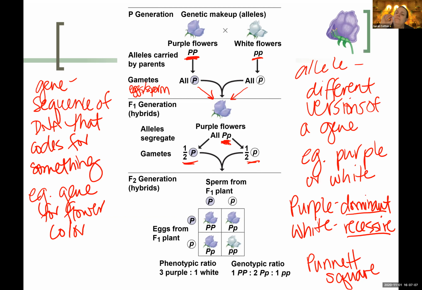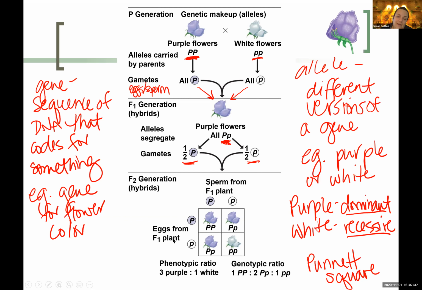Okay. All right. So what do you write on the sides of the square? Well, essentially what you're writing is, what could those gametes contain, right? So if you've got a male flower in this F1 generation, remember that half of his sperm, on average, are going to carry a big P, and half of his sperm are going to carry a little p. So we put a big P and a little p.